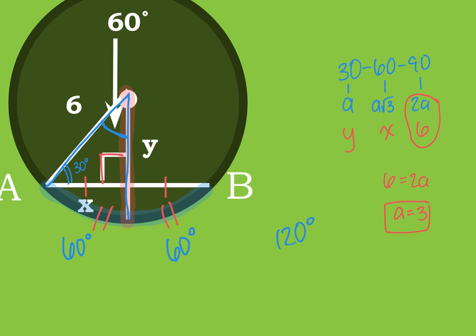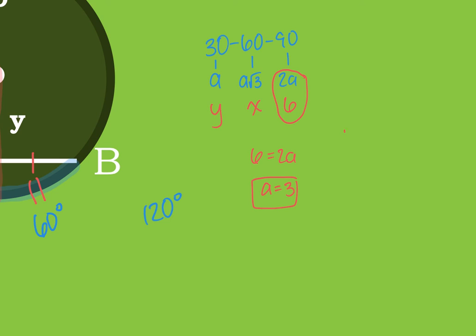So what would x be? X is 3 square root of 3, which when you plug it into your calculator and round to the tenth, is 5.2. And then y is 3.